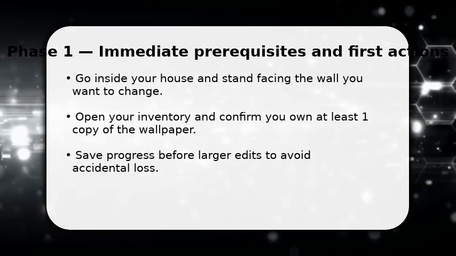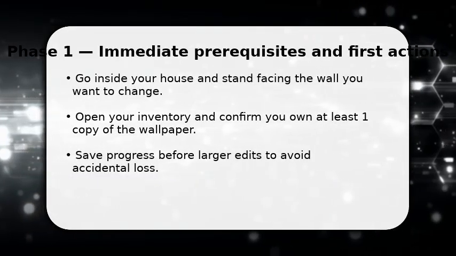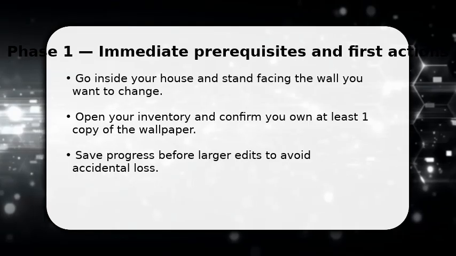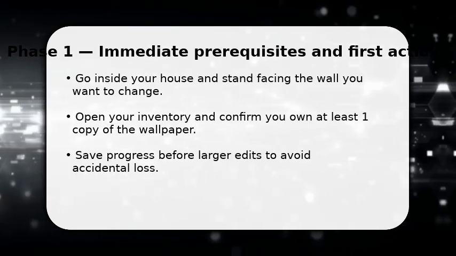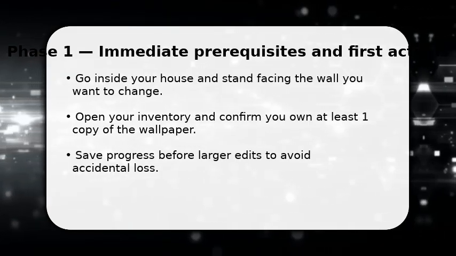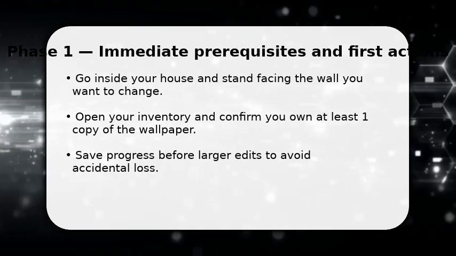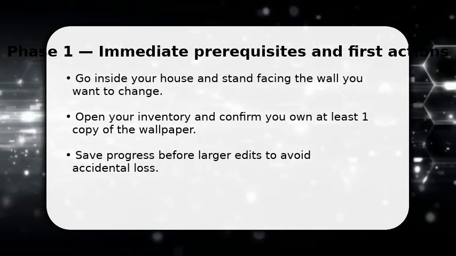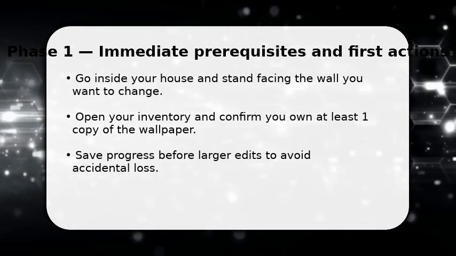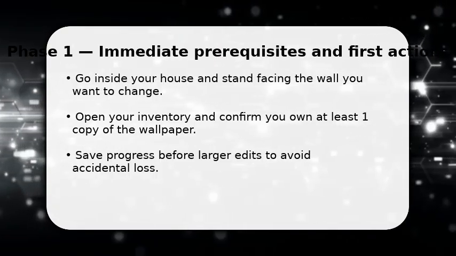You go inside and face the wall you want gone. This is where the change happens. Once positioned, open your inventory and locate the wallpaper item. You need one copy in hand to interact with wall decorations. Press it to select it, then choose the option to use or preview. This begins the wallpaper interaction.